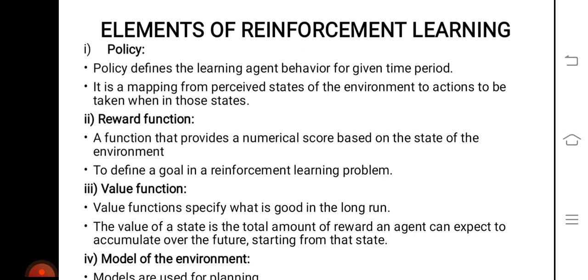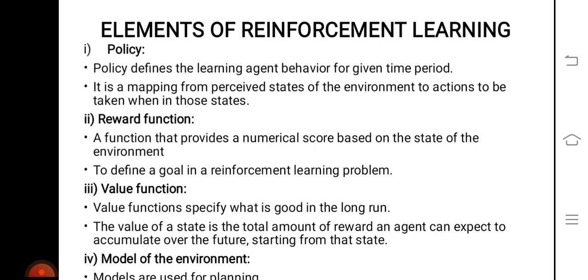This is the policy. And then the reward function, a function that provides a numerical score based on the state of the environment. It will give +5, +10, like that. To define a goal in a reinforcement learning problem, we are using the reward function.